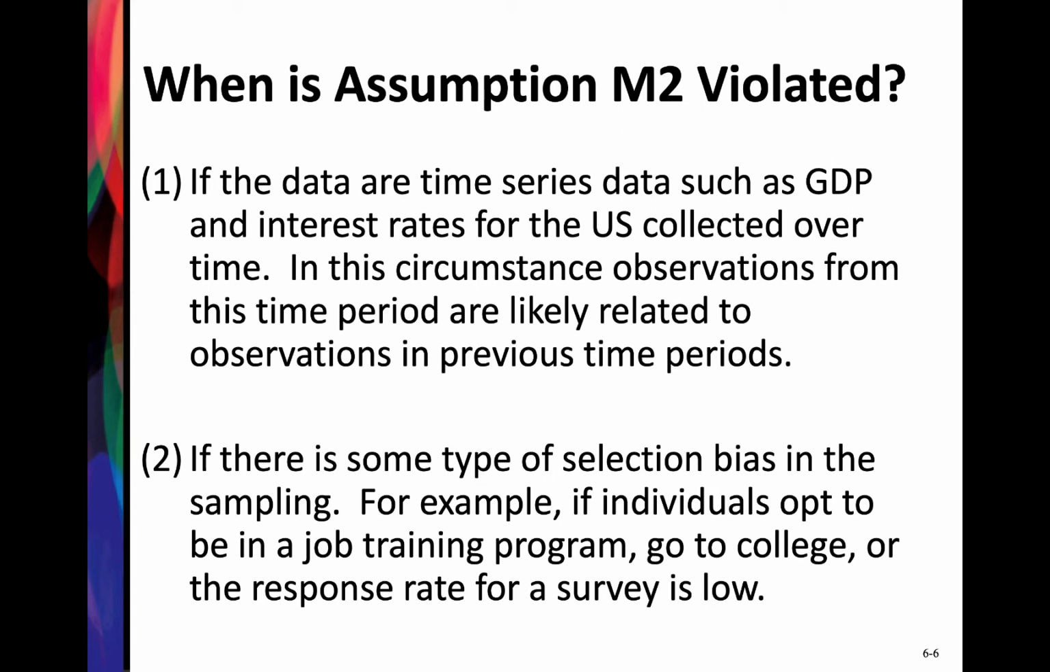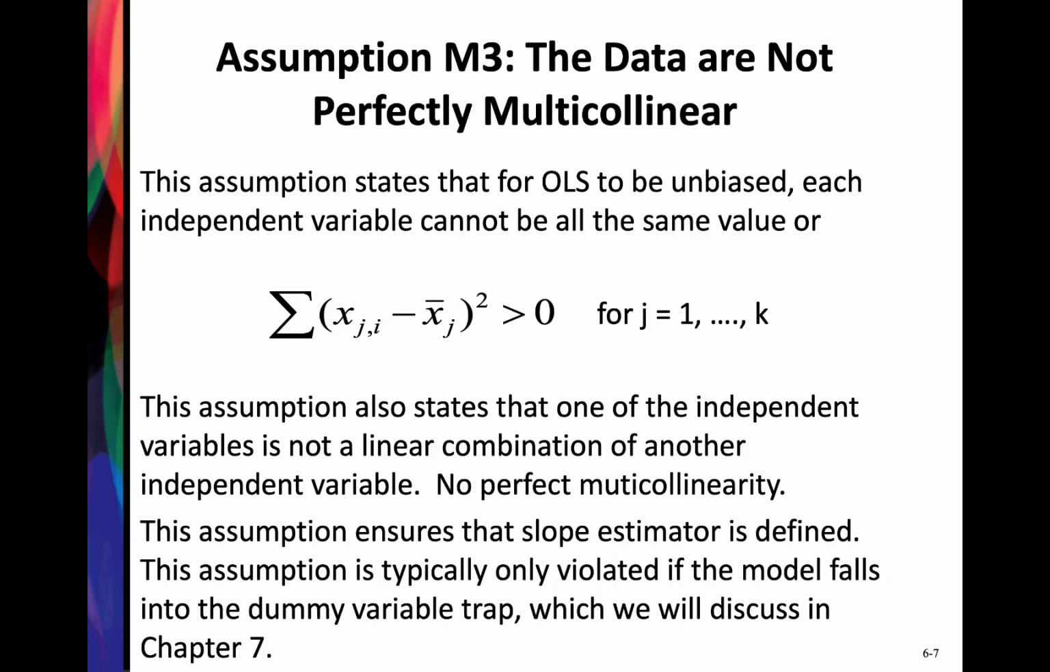And then secondly, the other kind of obvious way that this assumption is violated is if there's selection bias, or if you only sample a select group of people and don't have a random sample. For example, if individuals opt to be in a job training program, go to college, or the response rate of a survey is low, then you have selection bias and this assumption is violated.